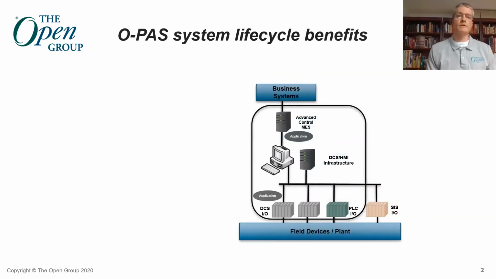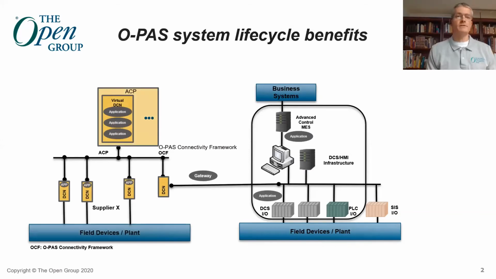So let's assume it's the year 2030, and we've begun installing OPAF certified components as opportunities arise. And in this example, we have a traditional DCS system that's been partially expanded or replaced over time with OPAF certified components shown on the left of this slide. Let's also assume that supplier X of the shown DCNs has announced the decision to discontinue support of this product within 5 years.